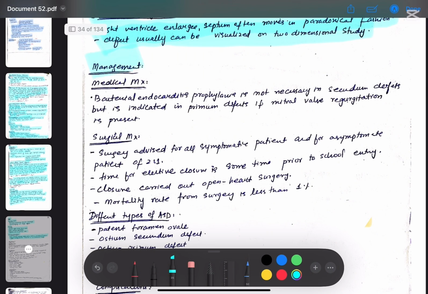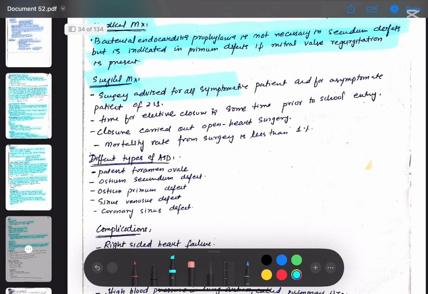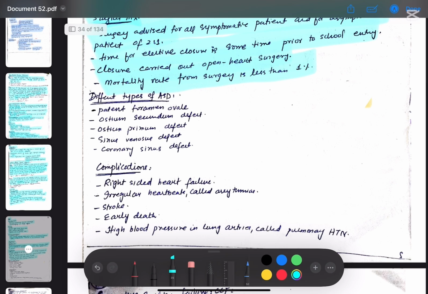The management is medical and surgical. In management, bacterial endocarditis prophylaxis is not necessary in secundum defects but is indicated in primum defects if mitral valve regurgitation is present, and surgery is advised for all symptomatic patients and for asymptomatic patients with a shunt of 2:1. Time for elective closure is sometime prior to school entry, and closure is carried out by open heart surgery, and mortality rate from surgery is less than 1%.